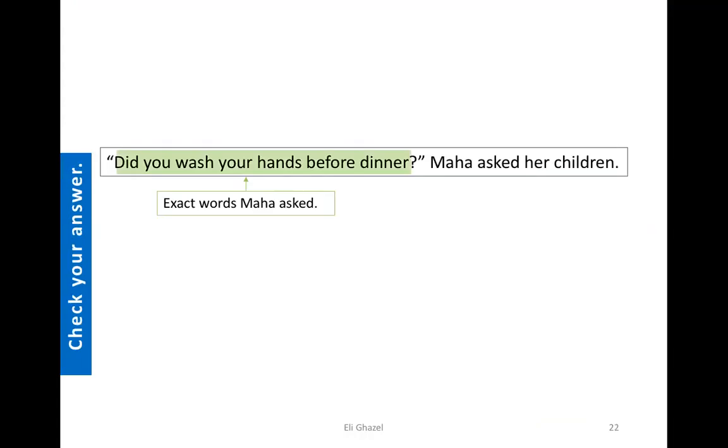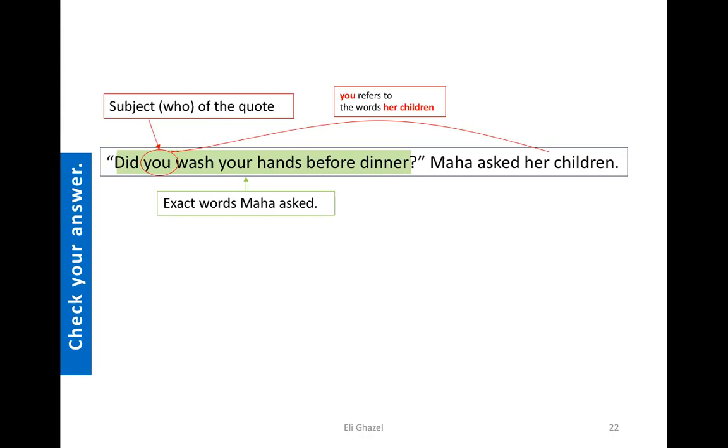Again, we check the answers, exact words. Did you wash your hands before dinner? And we have three who's here. We have you, and did you wash your hands? And we have Maha, and we have her children. So what does the word you, the who, refer to? It refers to the children, because Maha is talking to the children. She is asking her children. So we have two parties here, Maha and her children. And Maha is the reporter. So she is speaking, and she's speaking to her children or asking her children.